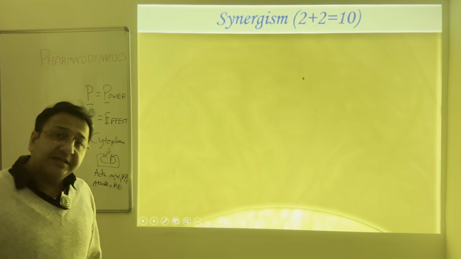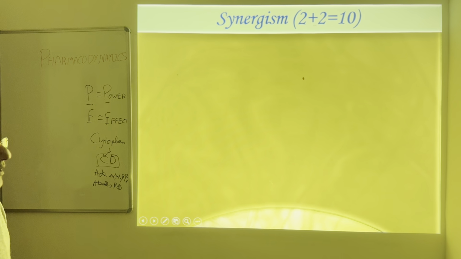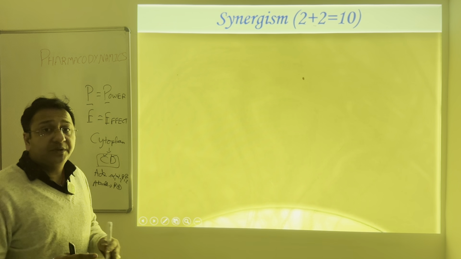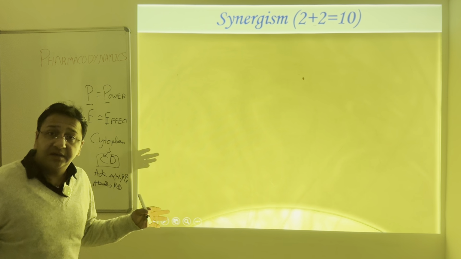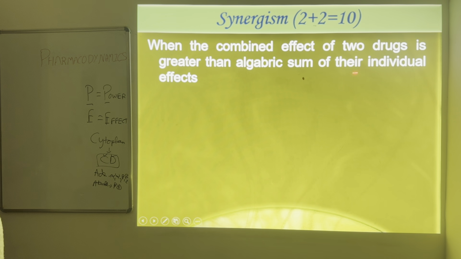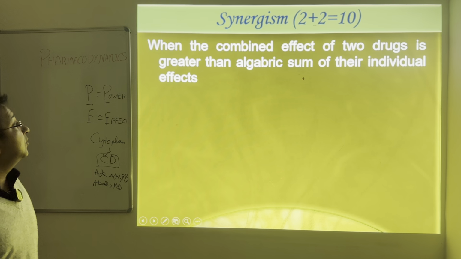Synergism. There are some drugs where the synergism pattern is followed. Normally 2 plus 2 should be equal to 4 only. But there are some drugs where 2 plus 2 is equal to 10. The combined effect is greater than the algebraic sum of their individual effect.